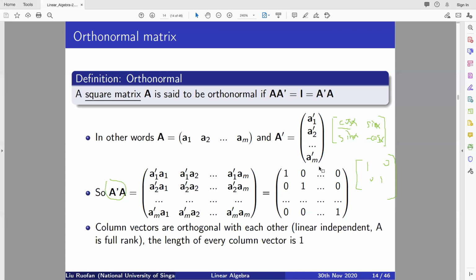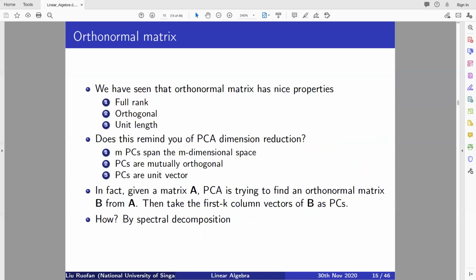So we have seen that this orthonormal matrix has really nice properties, because it is full rank, and all the column vectors are orthogonal and of unit length. Does this remind you of PCA dimension reduction? Because in PCA, we are trying to find principal component directions. If we have m principal components, then that fully spans the m-dimensional space, and all the principal components are mutually orthogonal and of length 1. In fact, given a data matrix A, PCA is just trying to find an orthonormal matrix B from A. Then we take the first k column vectors of B as principal components. PCA does this by spectral decomposition.